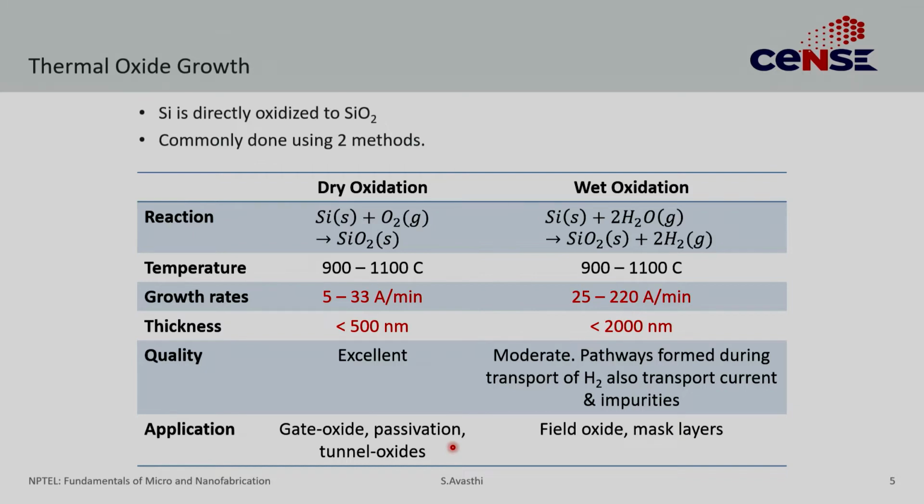The wet oxide uses water as the oxidation source. The reaction again is fairly intuitive. The temperature remains the same. However, the growth rates are much higher. So, if you compare this to this, the growth rates are much higher. That allows you to grow much thicker film. However, the quality is a little poorer. It's not as poor as some of the other oxides that you know, but quality is definitely lower than dry oxidation. So, we use it for field oxide, for masking layers where the electrical quality is not that important.